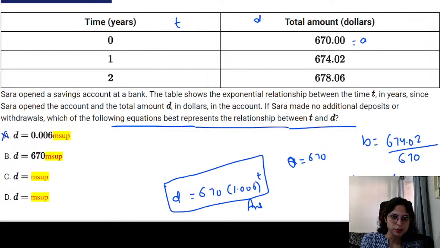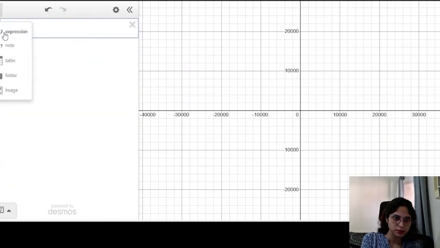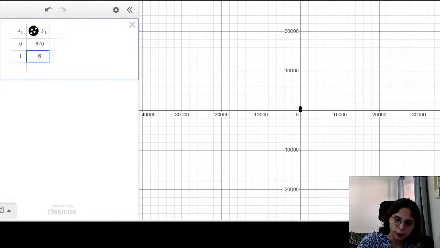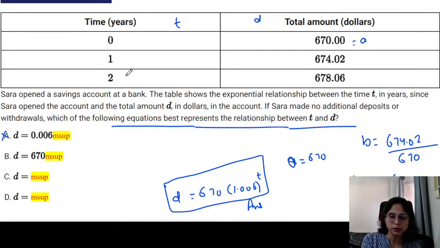Or you can go to Desmos. Type the table. At 0 it is 670. At 1 it is 674.02. And because there are only two variables, you need only 2 points. You don't need the third point as well, because you just want to find out A and B. Sarah made no additional deposits or withdrawals. That means it is just A times B to the power X. There is no K, because you are not adding in anything extra. If she were adding anything extra, then you would have to add it over here.